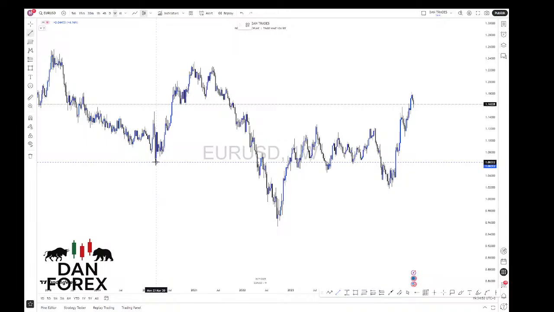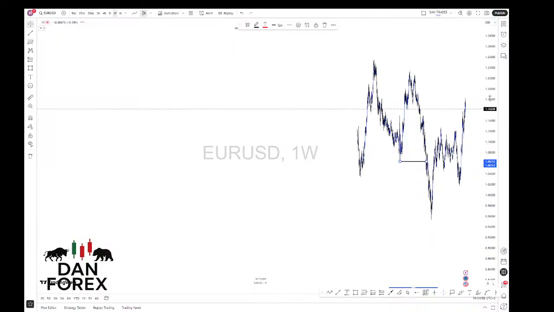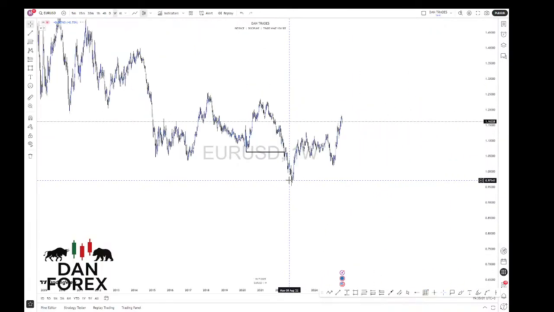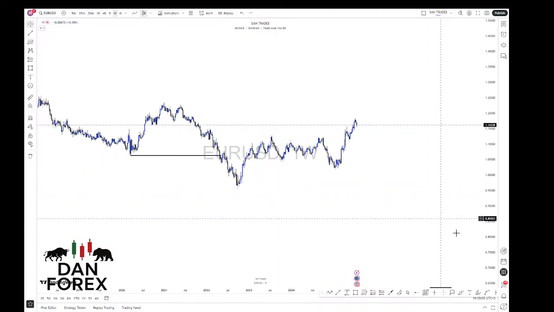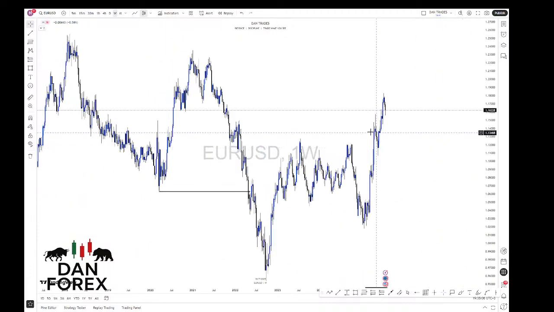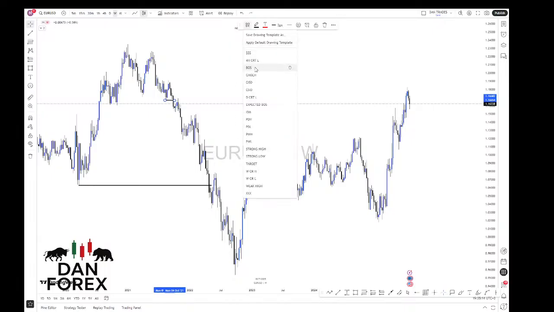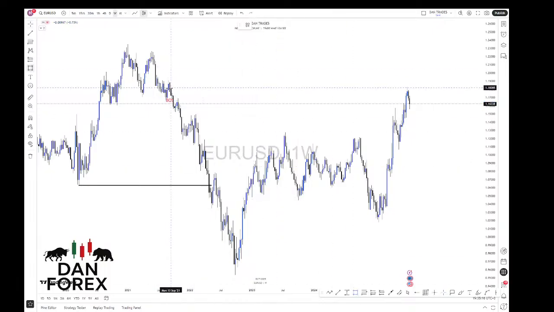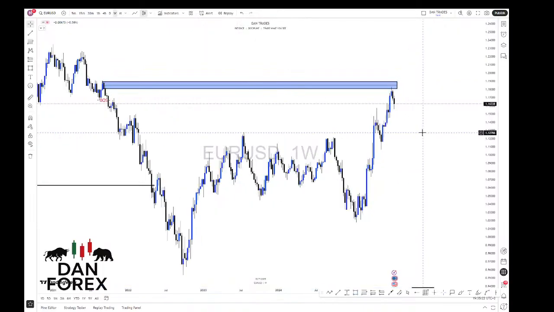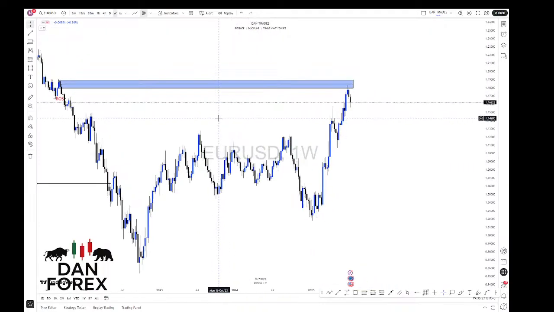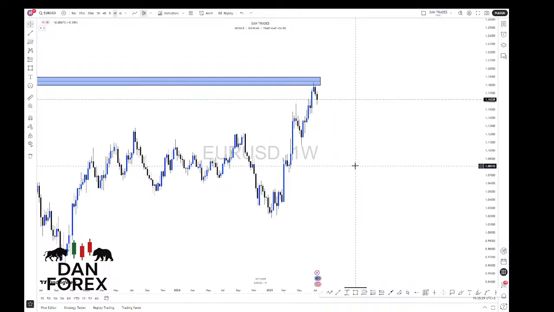So we had a breakout structure here. We had that breakout structure, and we can see clearly that this market is reacting from that supply zone for the breakout structure, this point of interest around that area, right? So that's the area where this market is reacting from.